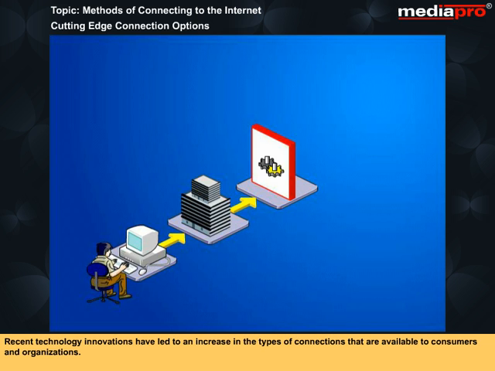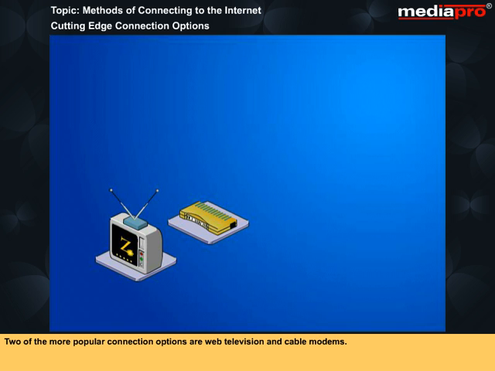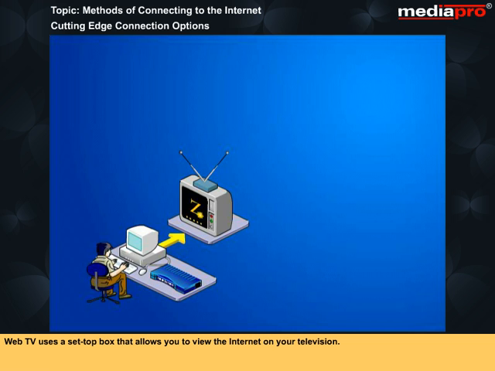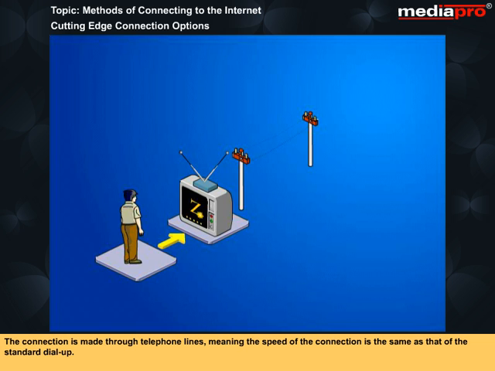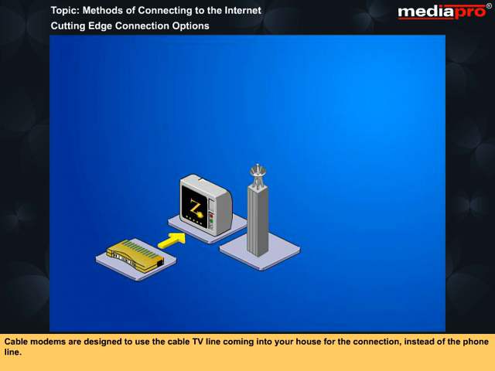Recent technology innovations have led to an increase in the type of connections that are available to consumers and organizations. Two of the more popular connection options are web television and cable modems. Web TV uses a set-top box that allows you to view the internet on your television. The box eliminates the need for a computer. This product is aimed at consumers who do not have or do not want to buy a computer. The connection is made through telephone lines, meaning the speed of the connection is the same as that of the standard dial-up. Cable modems are designed to use the cable TV line coming into your house for the connection instead of the phone line.